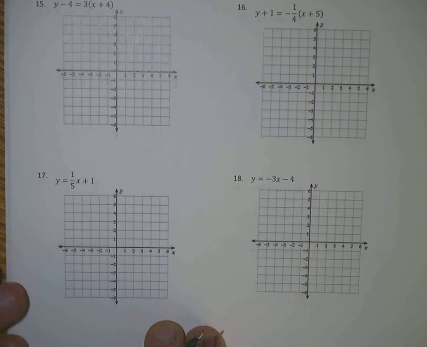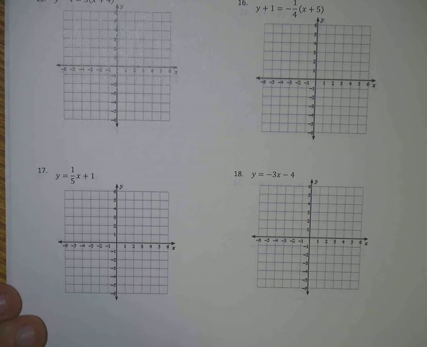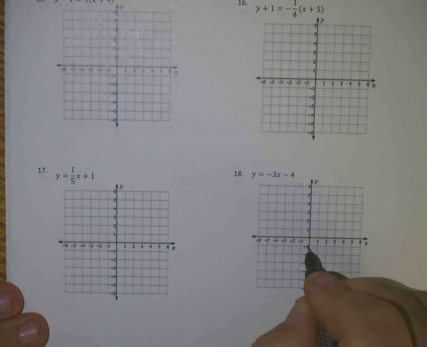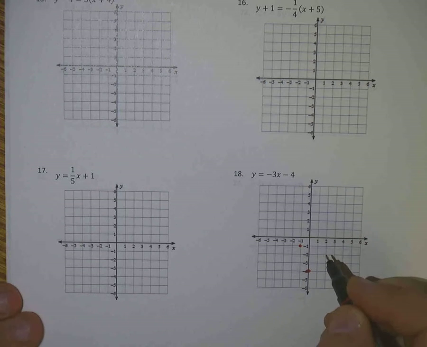All right, let's move down to the bottom. We'll do number 18, slope-intercept form. My intercept is -4 and a slope of -3. That would mean down 3 and over 1, but I can't do it because I run out of room on the graph, so we'll go up 3 and left 1.